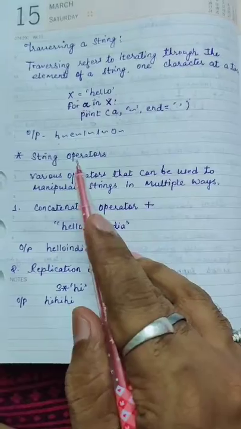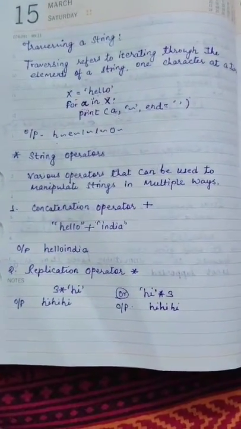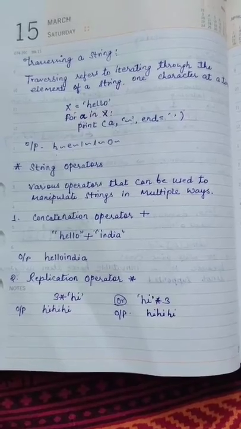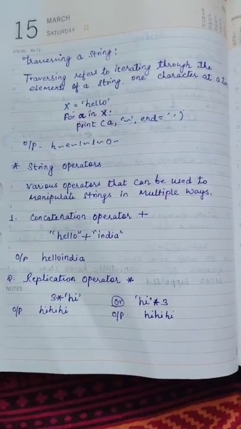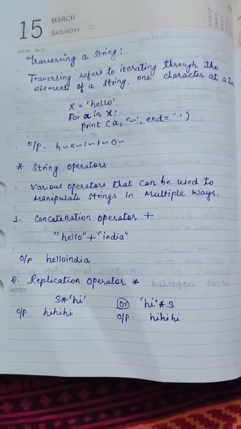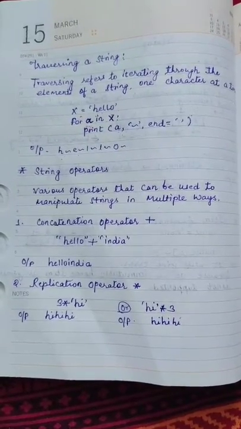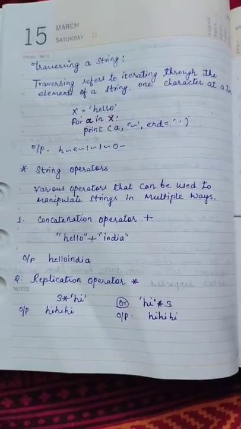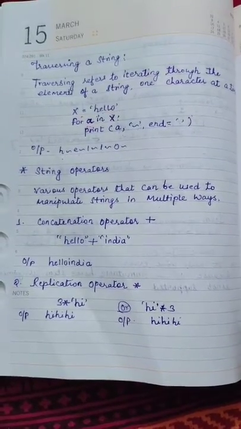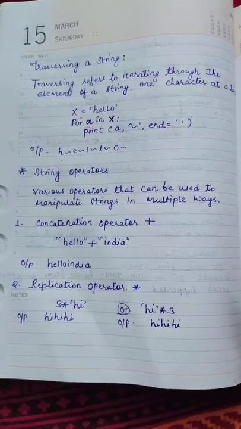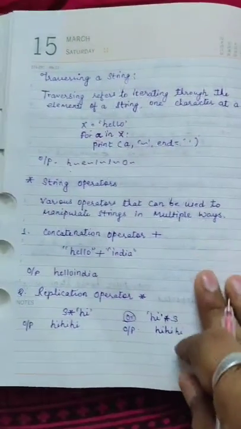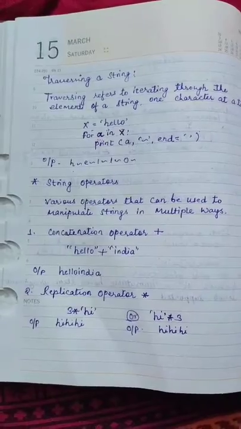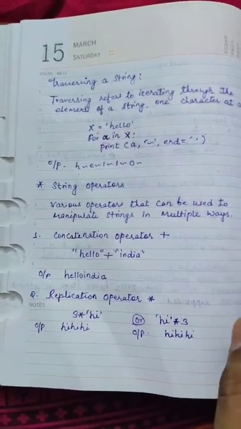Now next is string operators. This is nothing but operators in strings. The function of operators in a string is manipulating the string in multiple ways. There are four types of operators we are going to see in a string.